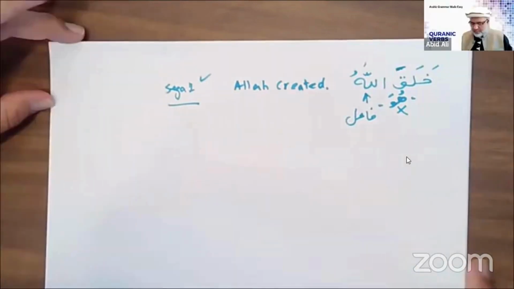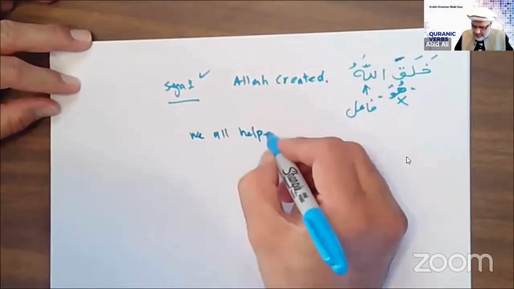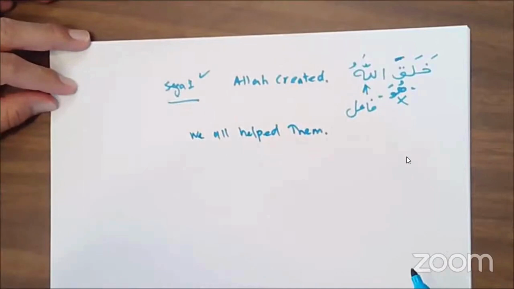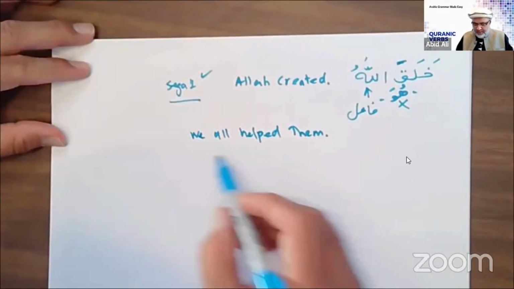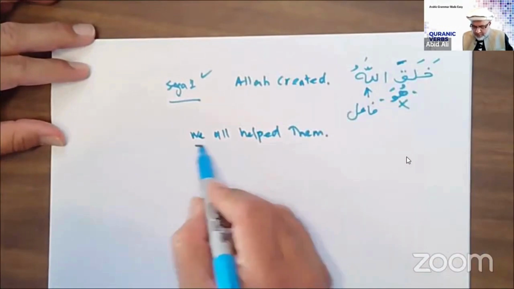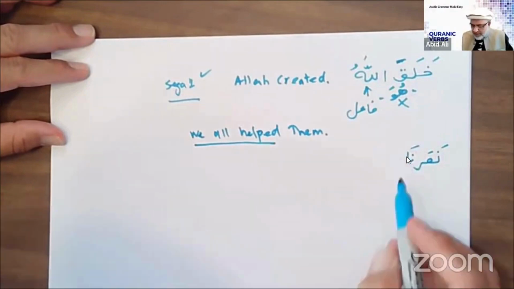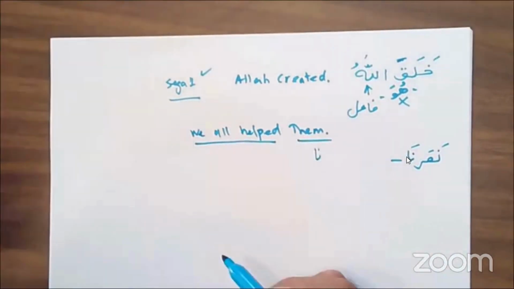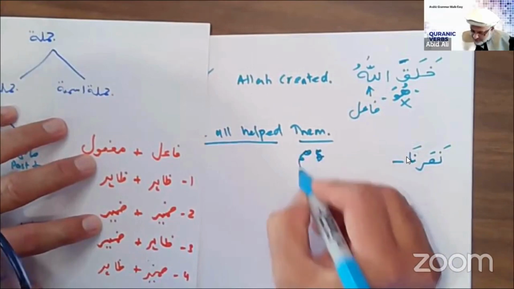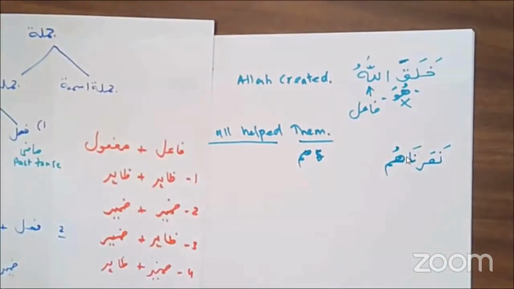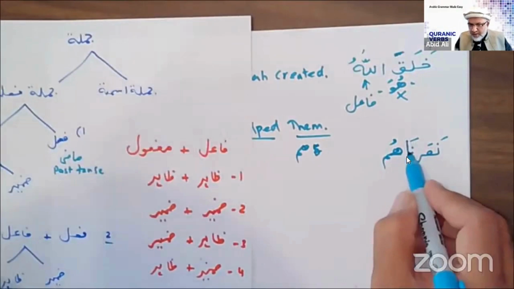If we want to say "we all helped them," so, nasarna na, is that right? Yes, that's right. Let's try to translate first: we all helped, so that will be nasarna. And the "them" part is hum, not na. Them is hum. So it will be nasarna-hum. Simply because after the alif, you cannot attach the hum right next to it.